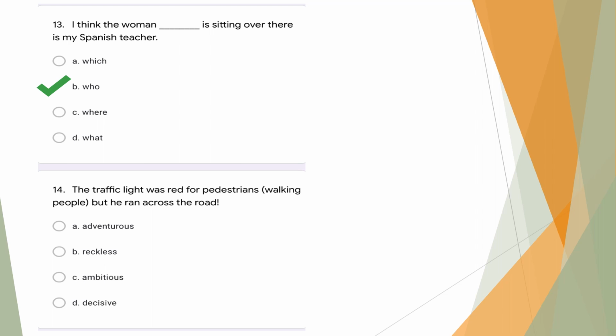14. This is a vocabulary question from Unit 7. The traffic light was red for pedestrians, but he ran across the road. Okay, so this is a dangerous action. Another word for dangerous: reckless. The traffic light was red, but he ran across the road. Very reckless, dangerous.